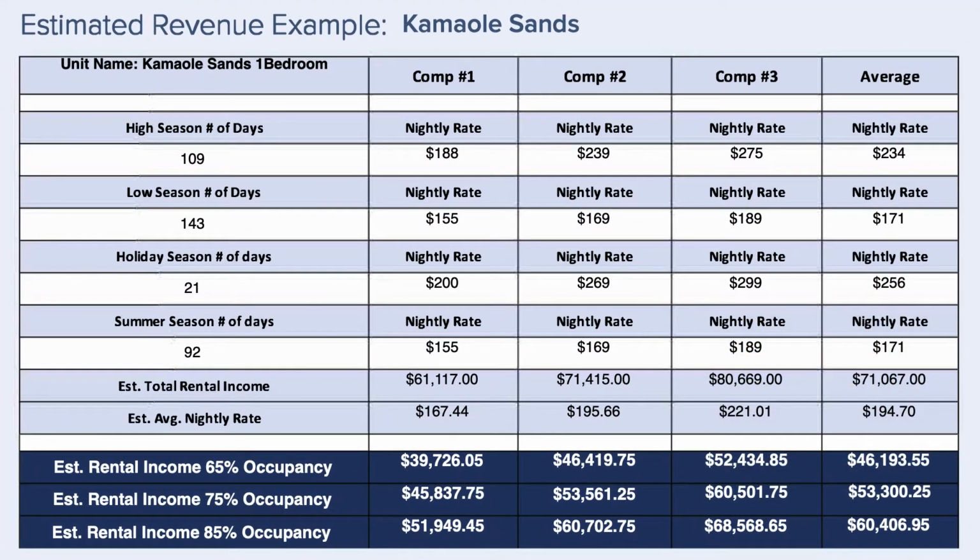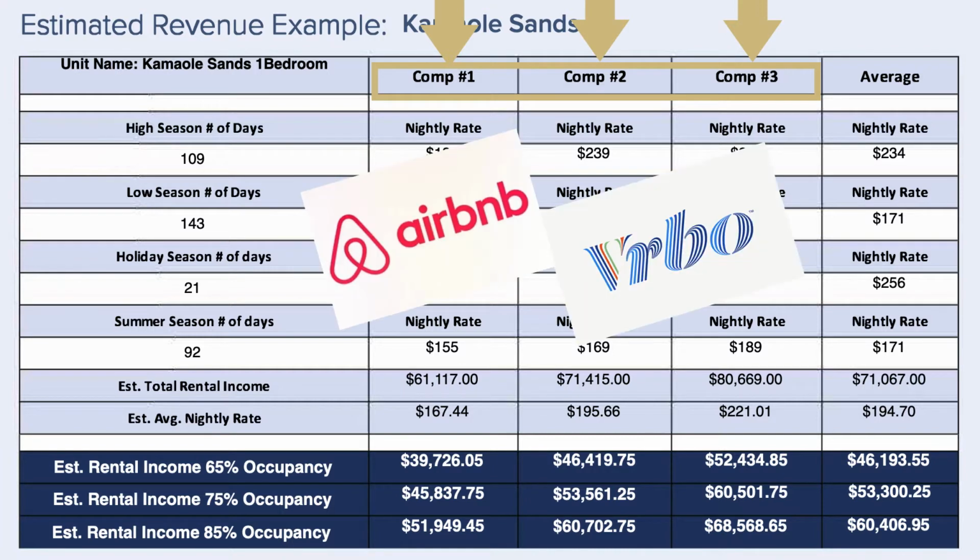You're looking at a graph of a rental income study for Maui Sands one bedroom units. You'll notice that we take a look at three different comparable units, which are designated as comps for short. We have a low unit, a middle unit, and a high unit. The nightly rates for each one of these comparable units are found on current rental portals like Airbnb and VRBO.